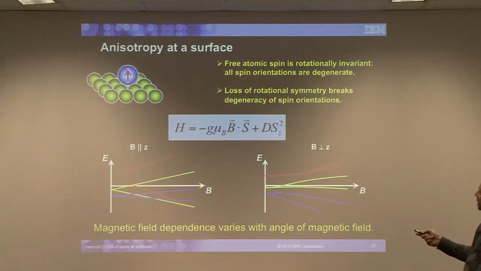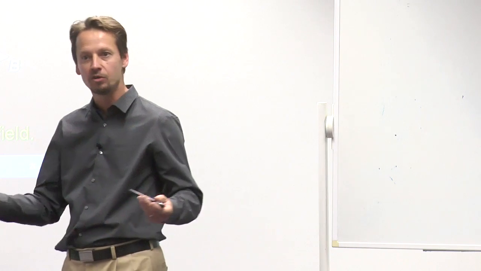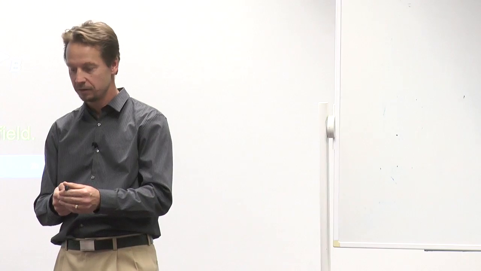So having magnetic anisotropy in my picture gives rise to zero field splitting, and it gives rise to a direction dependence of my magnetic field. And they are very closely related to each other.